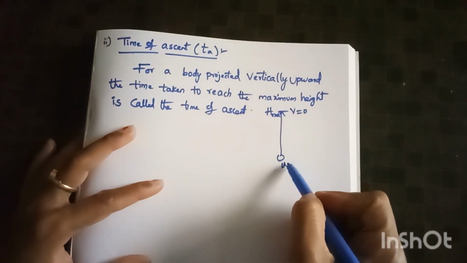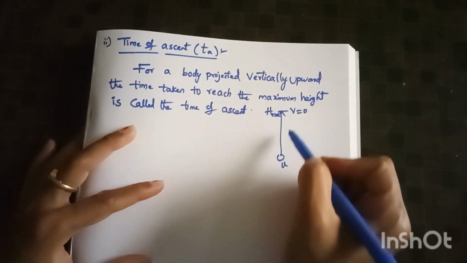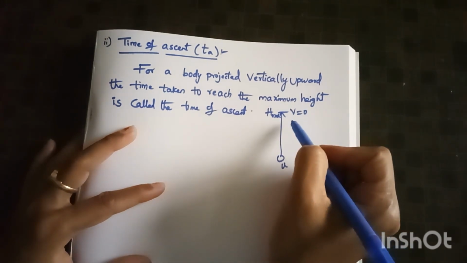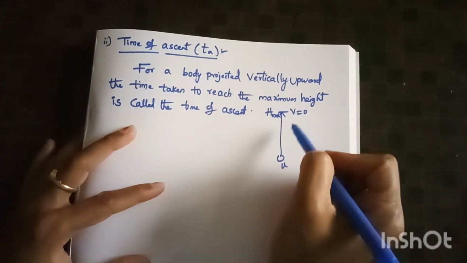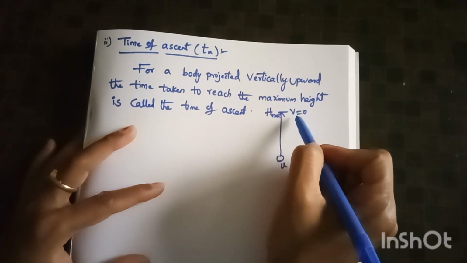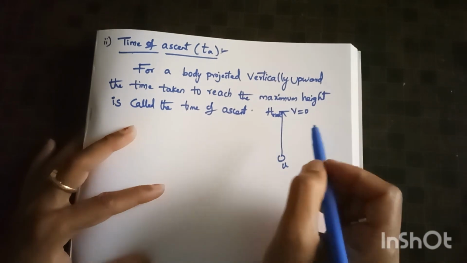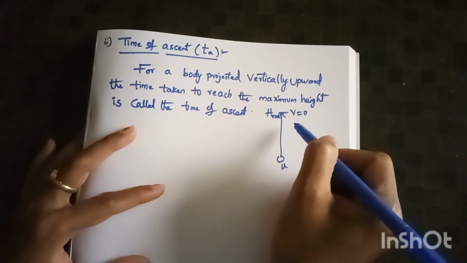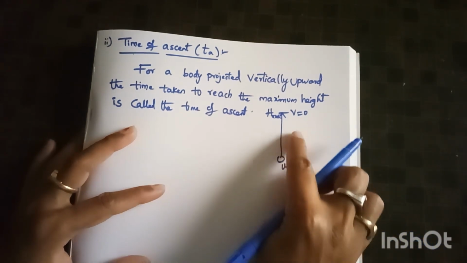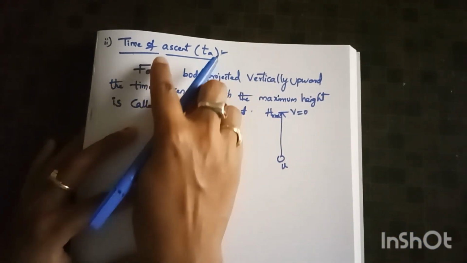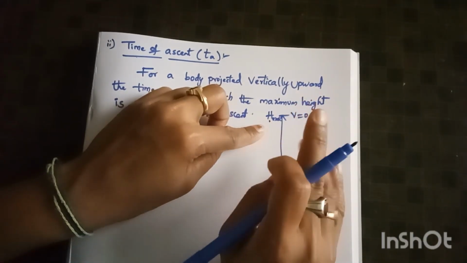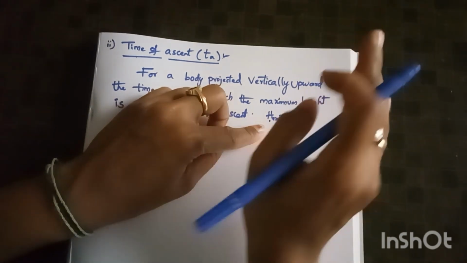Suppose an object is projected vertically upward with initial velocity u. The point of maximum displacement from the ground, at which the velocity becomes 0, we consider as maximum height. The time taken for the object projected upward to reach the maximum height, we call time of ascent. Time of ascent means the object is thrown vertically upward.